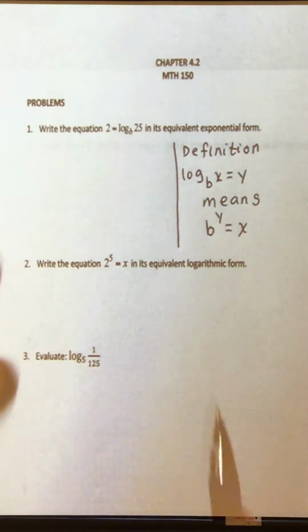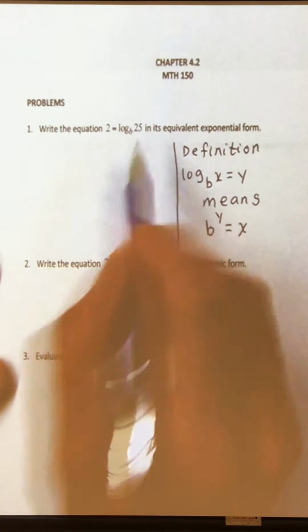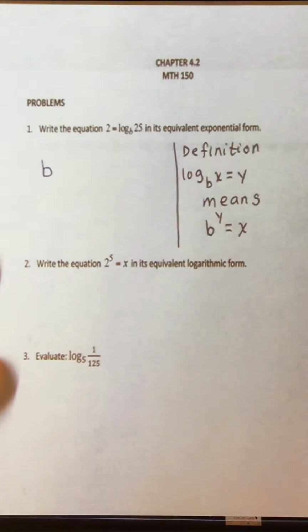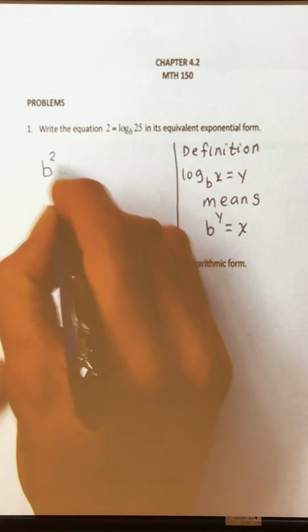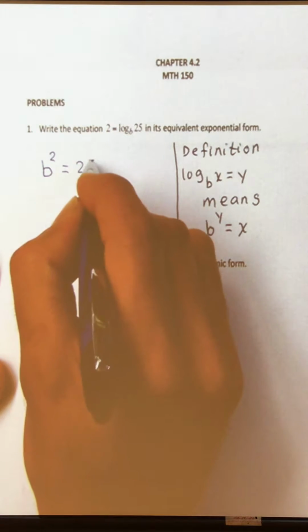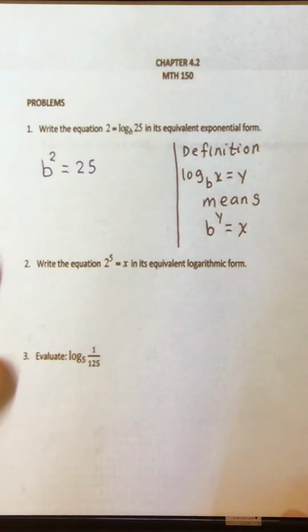these problems. So for us, the base is b, logarithms are powers, so this 2 is the power, so b squared, and that must equal 25. That's all we have left. And now we have it in exponential form.